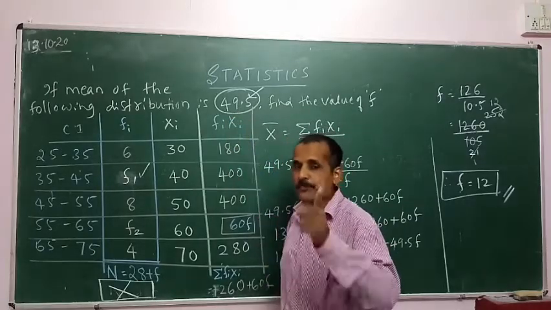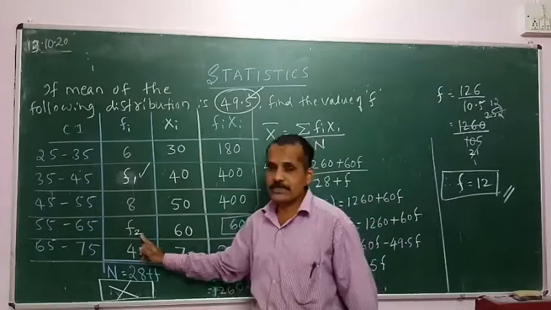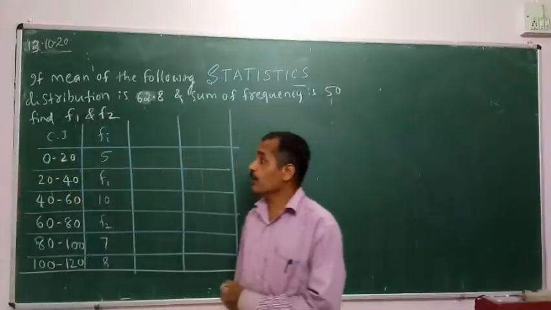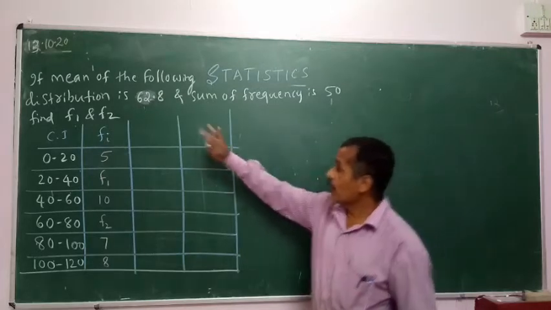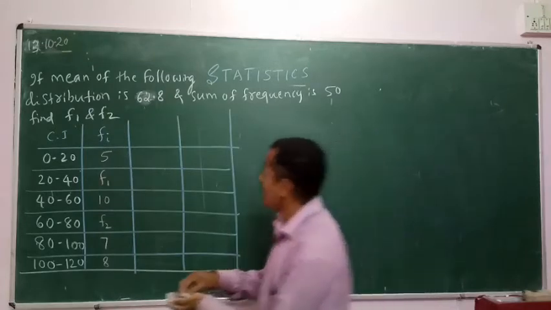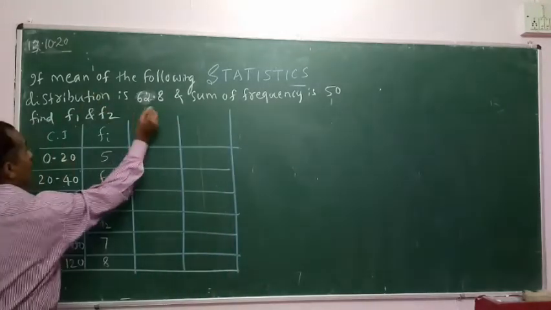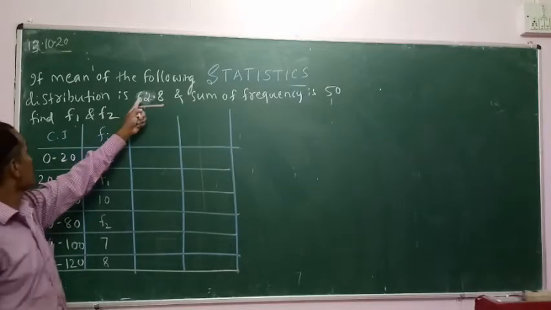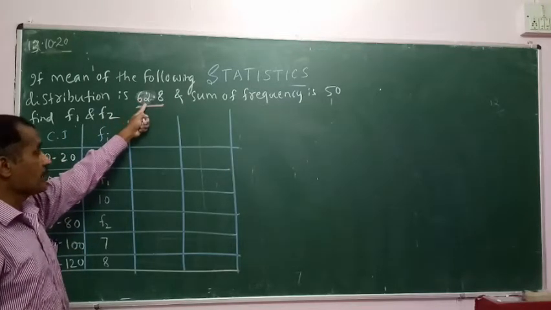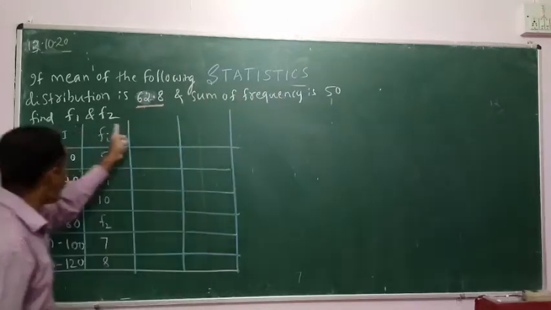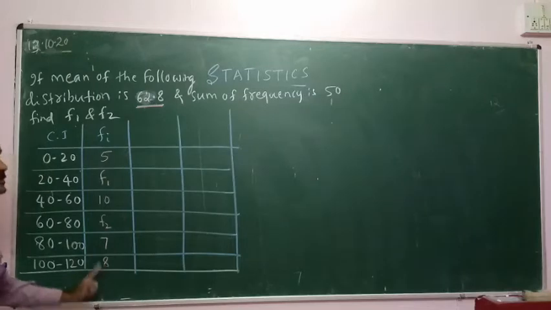So I will take one problem with 2 missing frequencies. Okay, students, we are going for one more problem. This is the problem with the 2 missing frequencies. What they say: the mean of the following distribution is 62.8, x bar. And the sum of the frequencies is 50. Find F1 and F2.